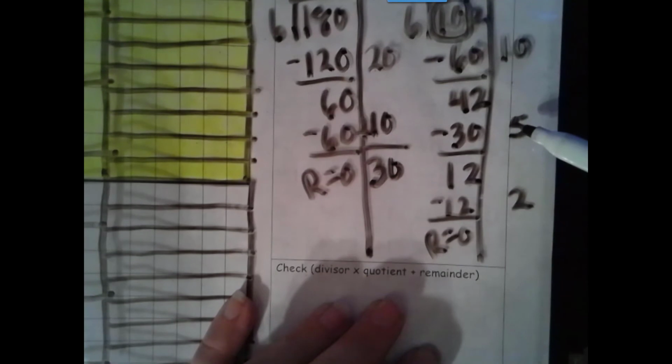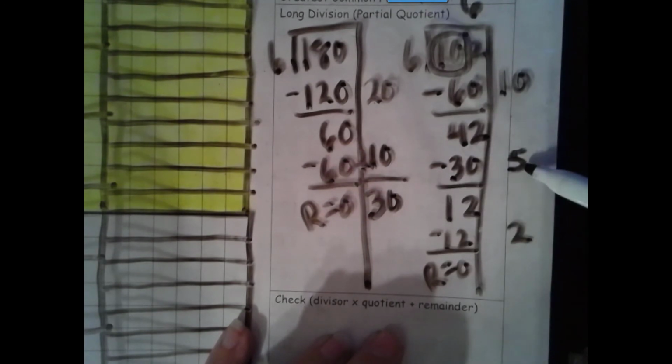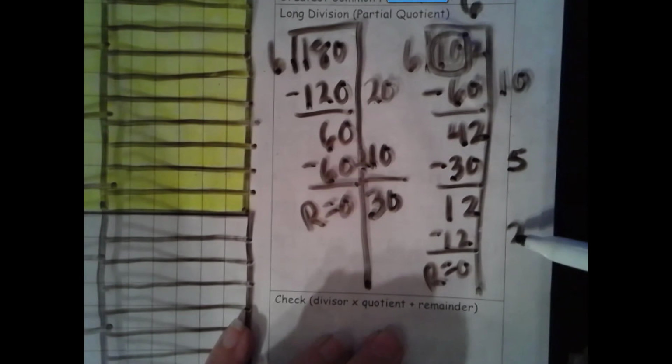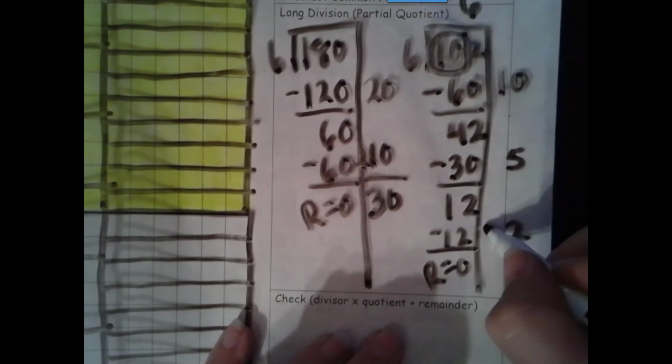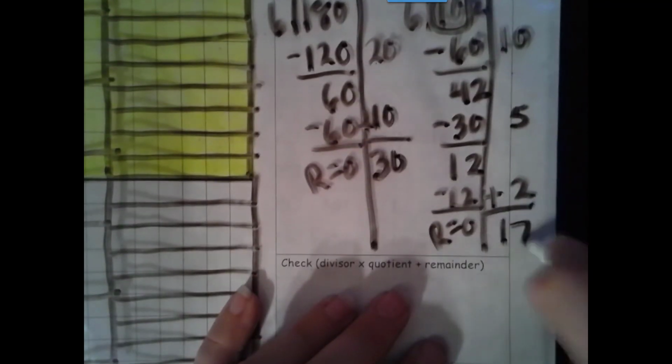Now you may have noticed that 7 times 6 is 42, so you could have already gotten to the answer at this level right here. But in case you didn't know your 7s that well, you still can get it by using your 5s and your 2s. Add up our partial quotients. 10 plus 5 is 15, plus 2 is 17.